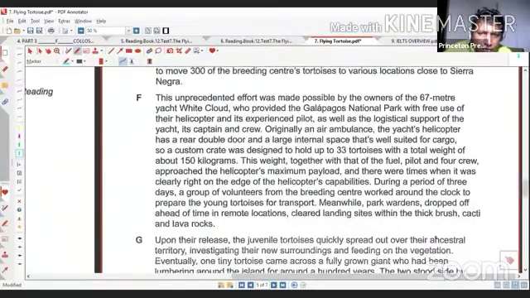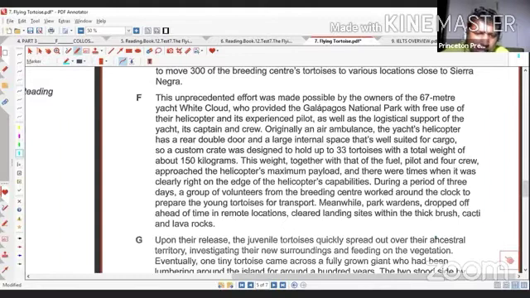F. This is long, but can we read it? This unprecedented effort. Unprecedented means that has never taken place before. The effort was made possible by the owners of the 67-meter yacht White Cloud, who provided the Galapagos National Park with free use of their helicopter and its experienced pilot, as well as the logistical support of the yacht, its captain and crew. Okay, they're talking about all those logistics. Originally an air ambulance, the helicopter has a rear double door and a large internal space well suited for cargo.